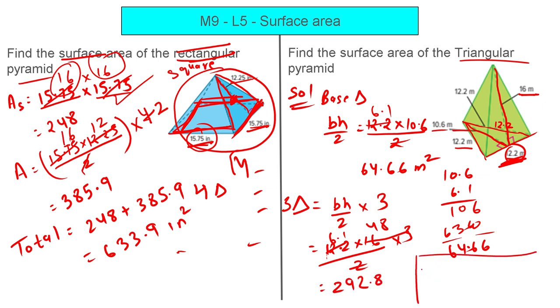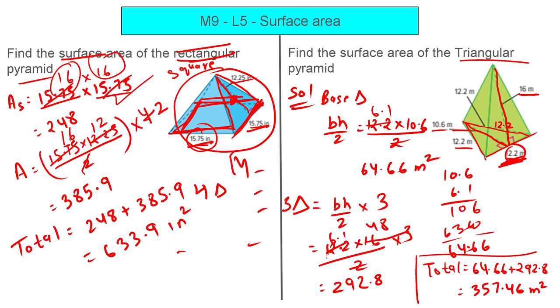I will just place one right here. Total will be 64.66 plus 292.8, which will give you 357.46 meter square. Okay, so in surface area there are no direct formulas. You just have to see how many surfaces are there, use the formula of those shapes that you see, find their individual areas, and then finally add them.